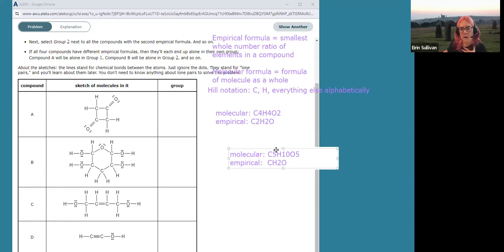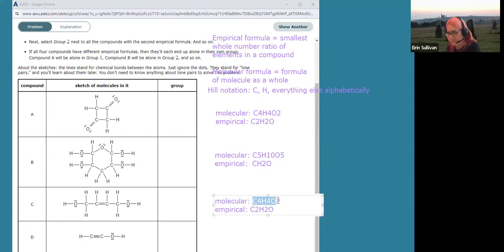Okay, so compound C, what do we have? Start with counting carbons to get our molecular formula. We've got 1, 2, 3, 4, C4, H 1, 2, 3, 4, 5, 6, 7, 8. I hope I'm doing this right. Oxygen 2. So that is divisible by 2: C2H4O. Again, these have all got different empirical formulas.